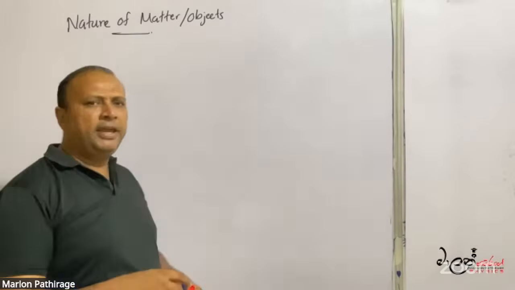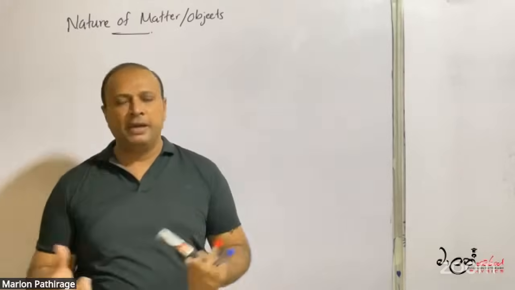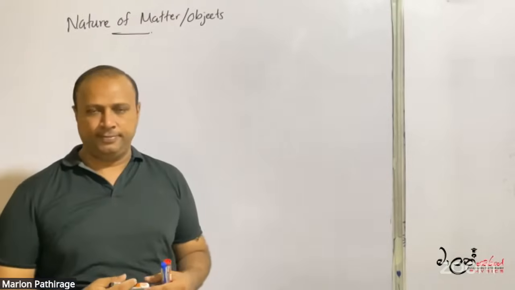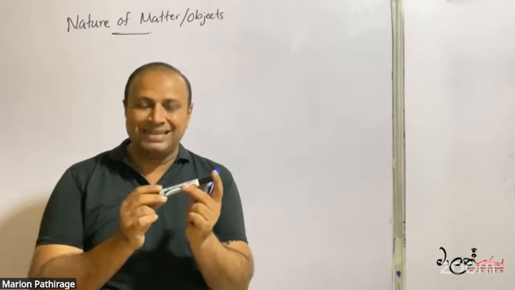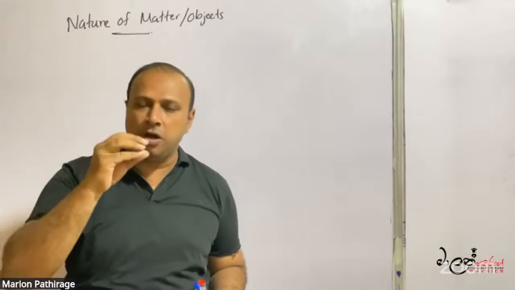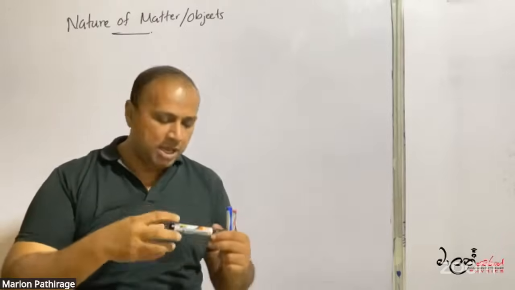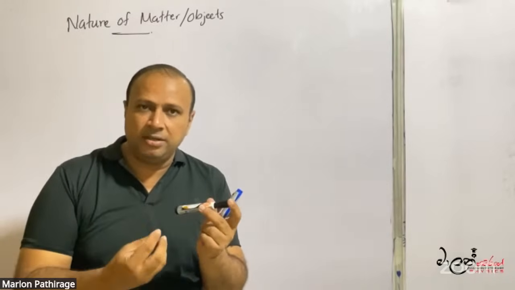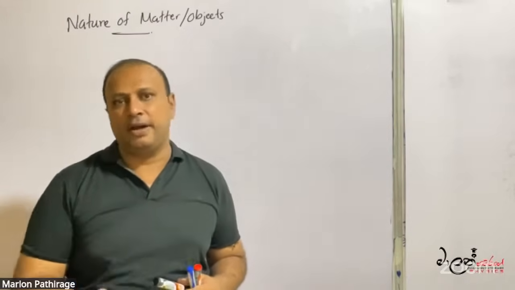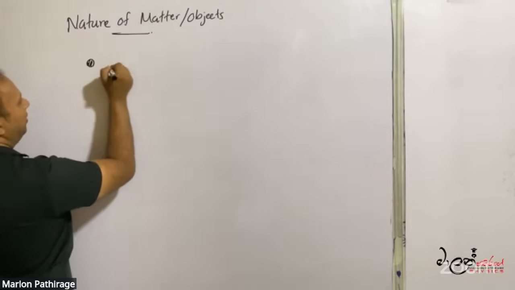So if we consider any matter, suppose this pen or even this board, any object is made out of small molecular particles. Every matter, every object, is made out of very, very small molecular particles. Therefore, every object is made out of those particles.